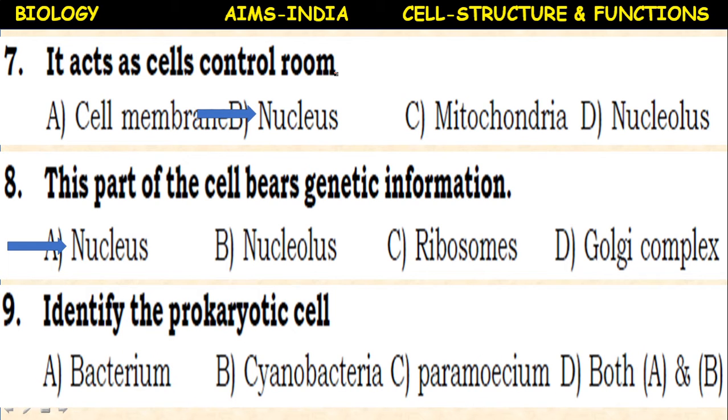Identify the prokaryotic cell from the following: bacterium, cyanobacteria, the paramecium. Among these, the paramecium is eukaryotic, so the bacterium and cyanobacterium are prokaryotic. What are prokaryotic? Nucleus is absent. Prokaryon, primitive nucleus, or nucleus is absent. Such organisms are called prokaryotic cells.